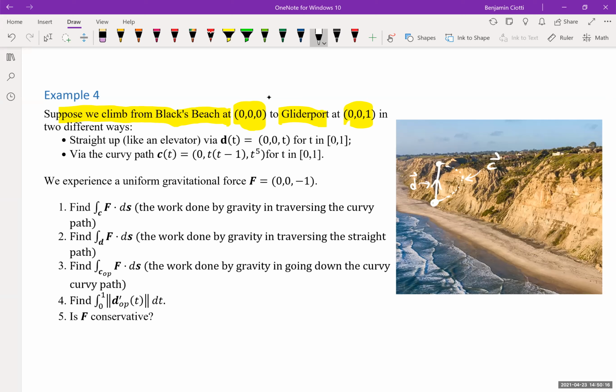As you go up to Glider Port, I don't know how many of you have climbed the stairs at Glider Port from the beach. It's kind of a workout because you have to work against gravity to go from the beach up to the top of the cliff. So that whole time you're working against the force of gravity, which exerts, let's say, a uniform force in the -z direction. So gravity is always pointing straight down, let's just say with magnitude 1 in the -z direction.